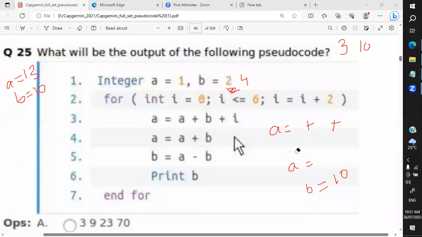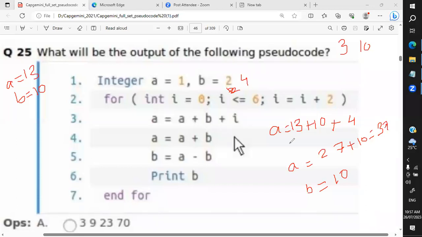A is equal to A plus B plus I. Let us write that: A value is initially 13. 13 plus B value 10 plus current I value 4. What is the total sum? 27. So A value becomes 27. But 27 plus B value. What is B value again? 10, which is nothing but 37. So the updated A value is 37.